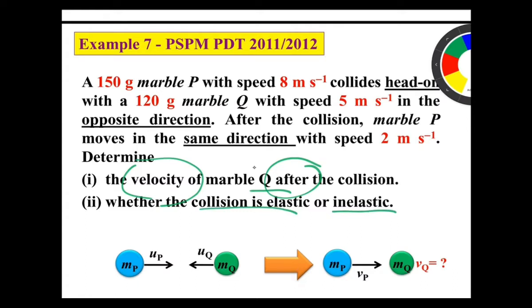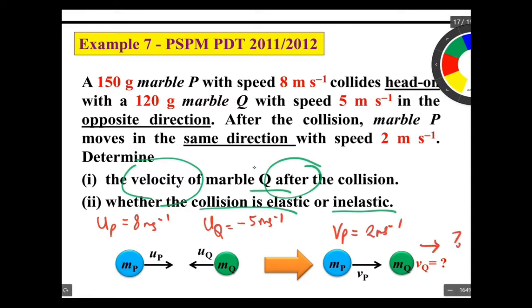Okay, dia dah lukis diagram. So, kita dah dapat tahu kat sini UQ kita adalah negatif lah. Sebab direction dia to the left. Negatif 5. UP kita is equal to 8 meter per second. Okay. And then VP kita adalah positif. VP to the right. 2 meter per second. And VQ kita tak tahu. Either dia bergerak ke kanan ataupun ke kiri. Kita tak tahu lagi kan. So, kita carilah.